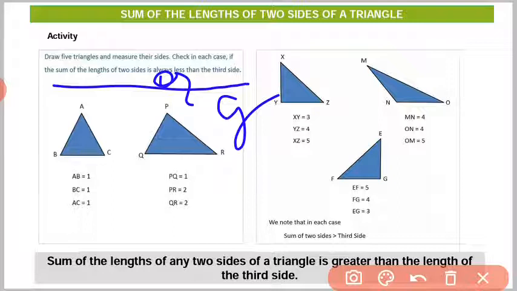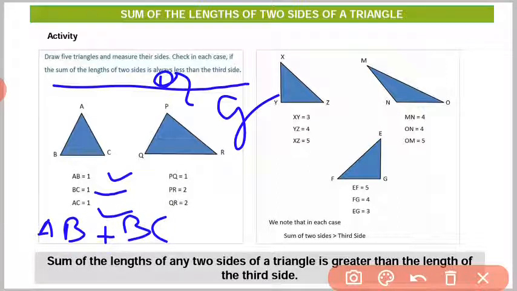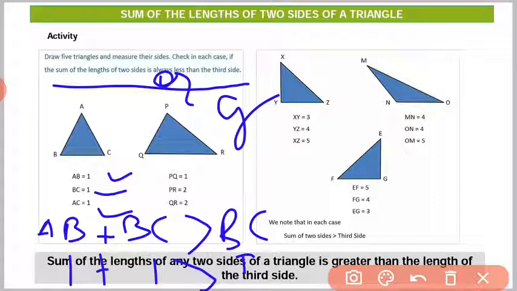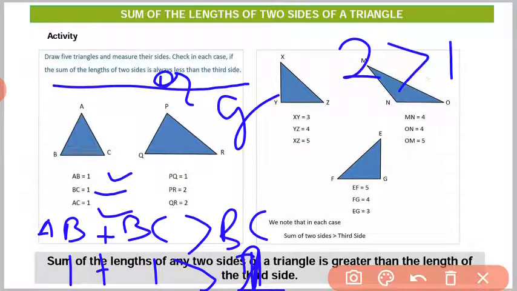So we see that in triangle ABC, AB is 1, BC is 1, AC is 1. If we add two sides, that is AB plus BC, we see that 1 plus 1 is 2. So we see that the sum of two sides is greater than the third side. So that is 2 is greater than 1.